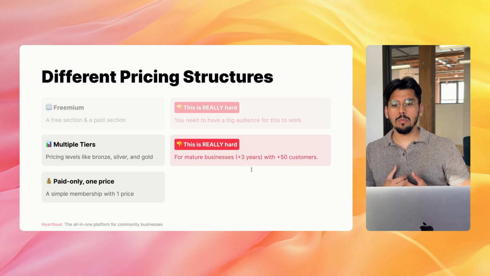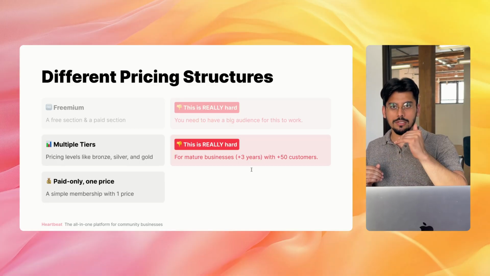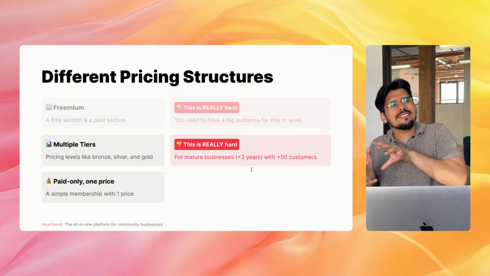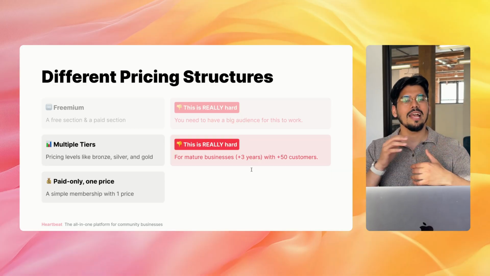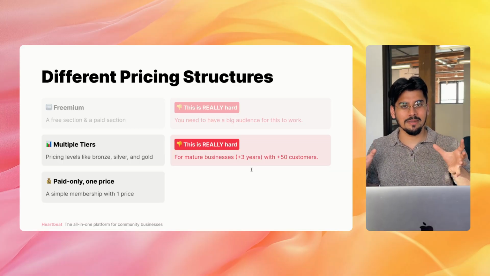I say the same thing about multiple tiers as well. So when you are setting up different pricing levels like bronze, silver, gold, what you will find is the people in the bronze tier are going to be slightly different from the people in the silver tier who will be slightly different from the gold tier. And so what happens is now you're actually optimizing for three different sets of members at the same time.